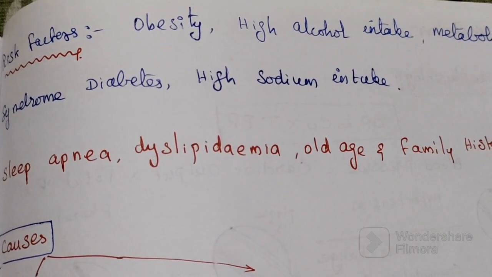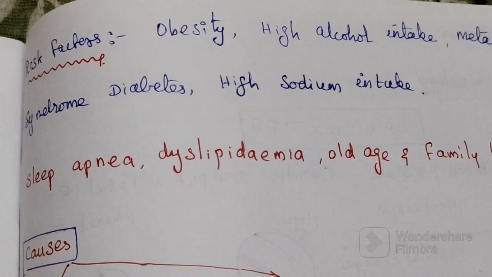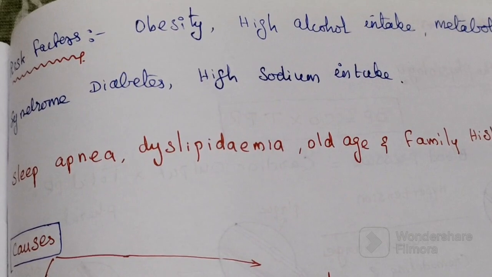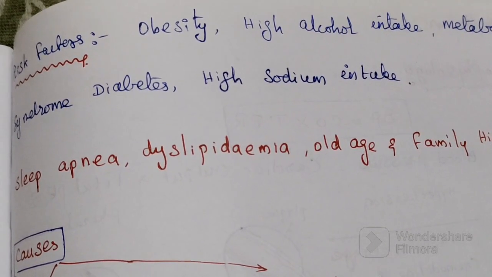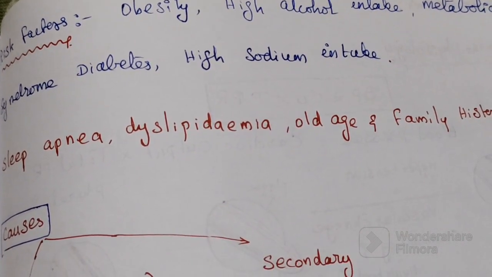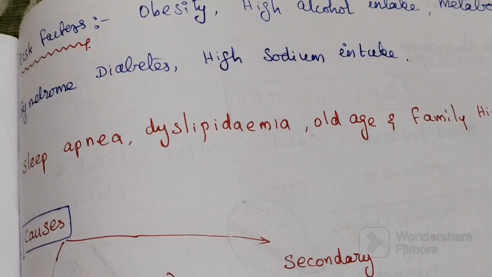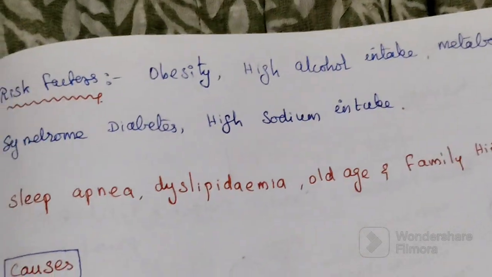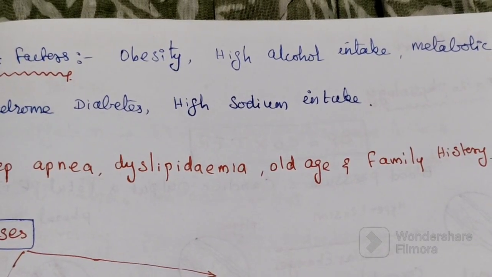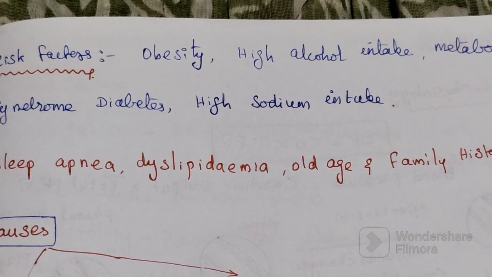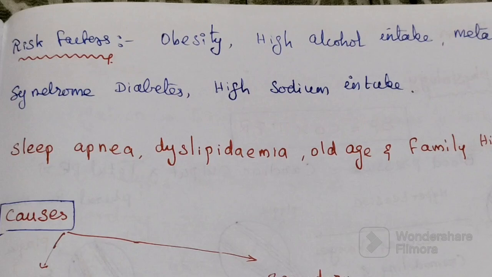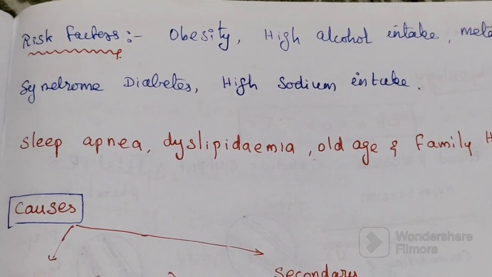What are the risk factors? Risk factors for hypertension are obesity, high alcohol intake, metabolic syndrome, diabetes, high sodium intake, sleep apnea, dyslipidemia, old age and family history.